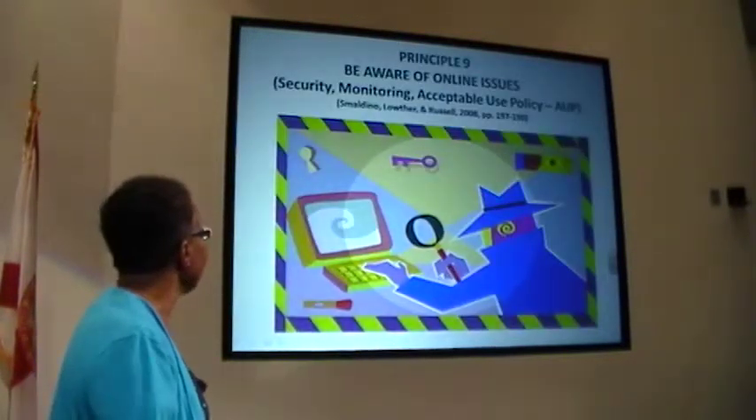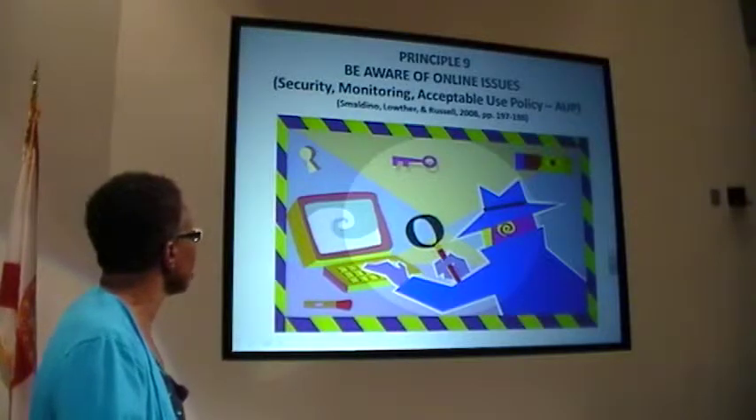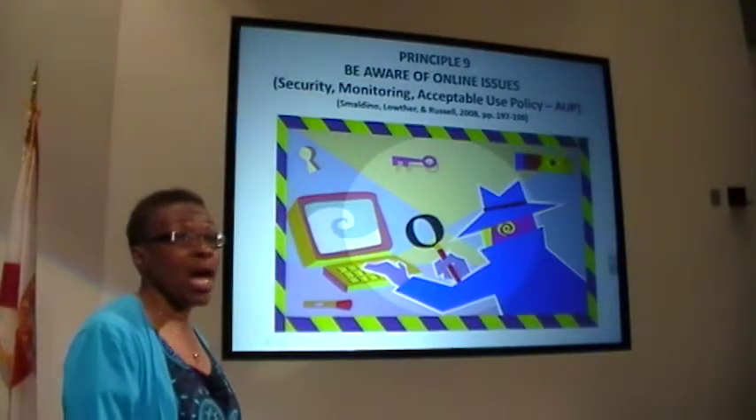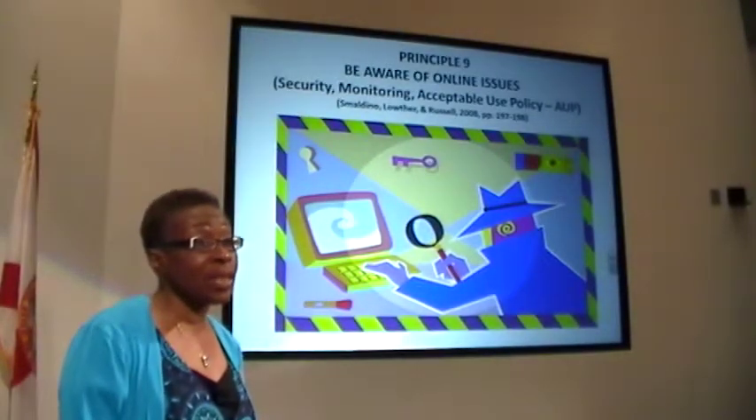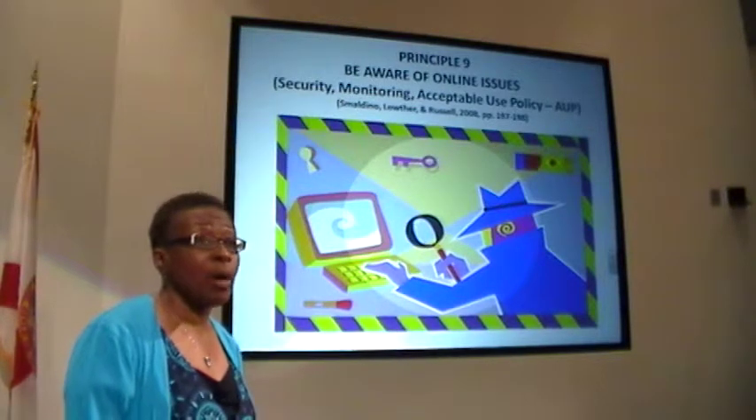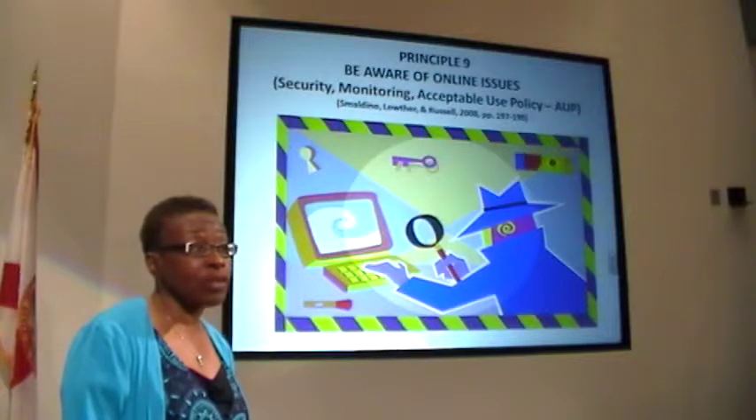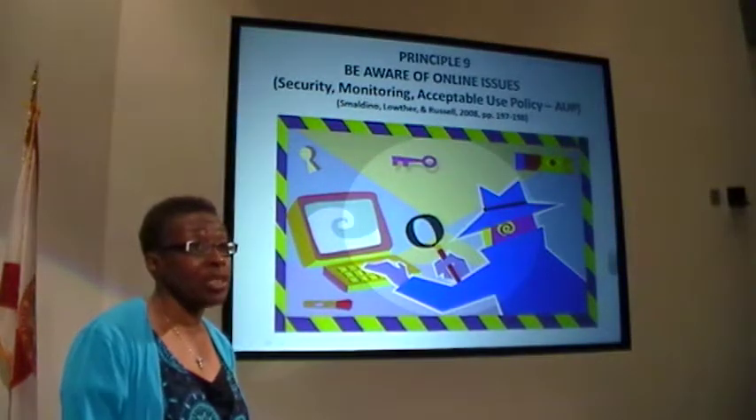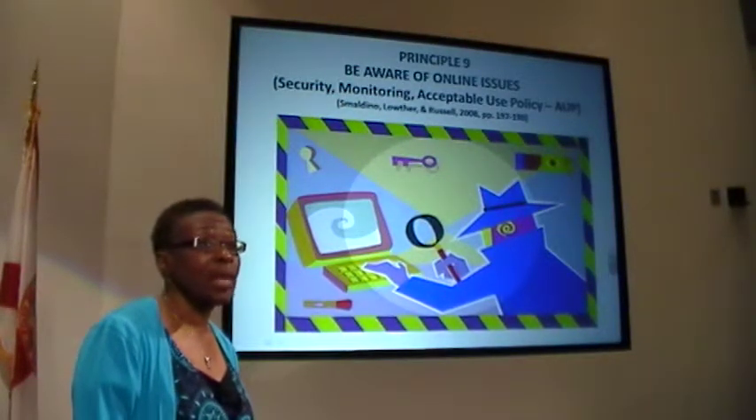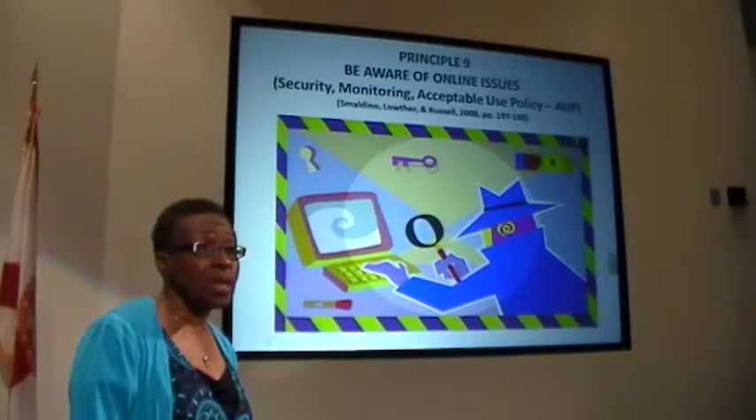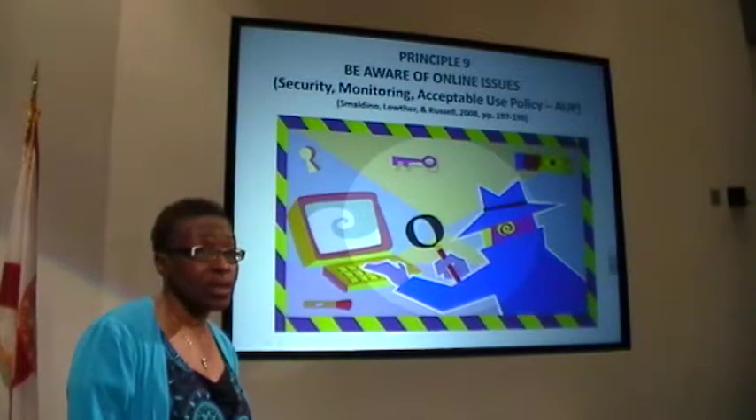Principle 9, be aware of online issues. These issues are not necessarily limited to security, monitoring, and acceptable use policy, but these are the three main areas that we need to be aware of as far as the online issues and policies are concerned.